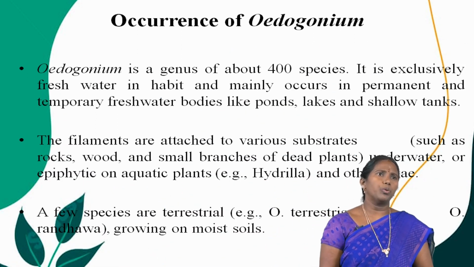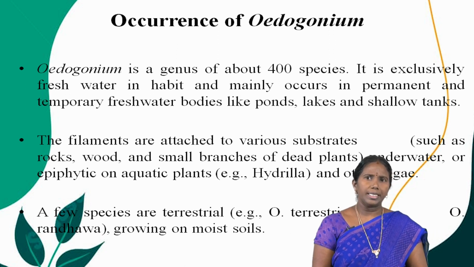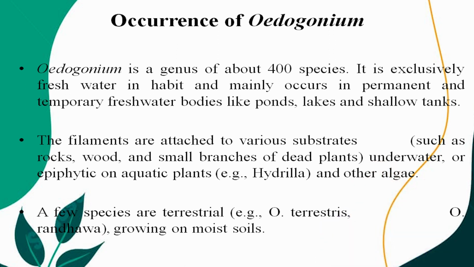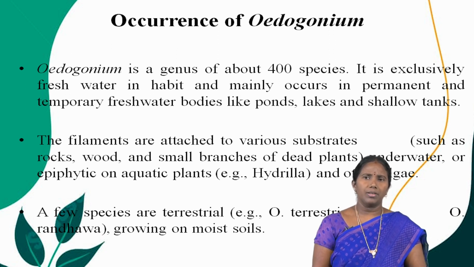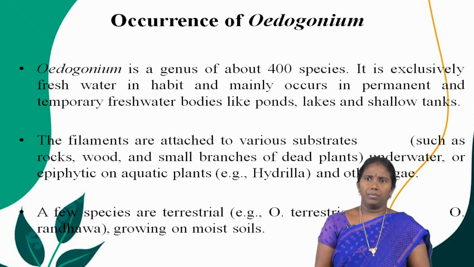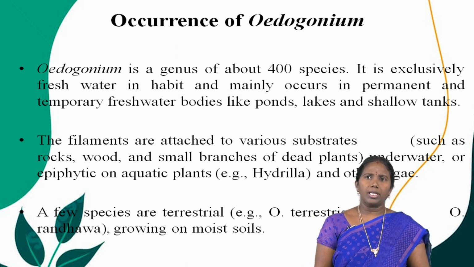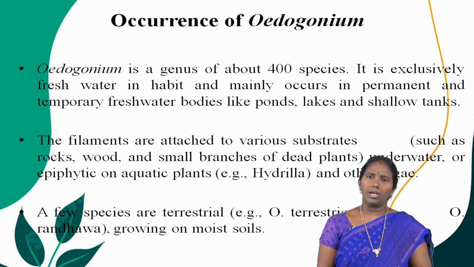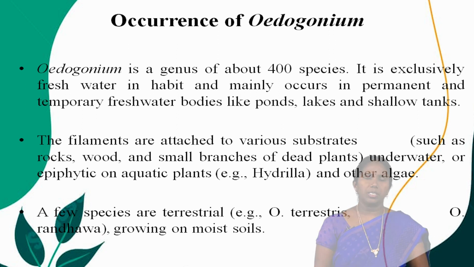Occurrence of Oedogonium. Oedogonium is a genus of about 400 species. It is exclusively freshwater in habit and mainly occurs in permanent and temporary freshwater bodies like ponds, lakes, swamps and tanks. The filaments are attached to various substrates underwater, or are epiphytic on aquatic plants and other algae. A few species are terrestrial, growing on moist soil.